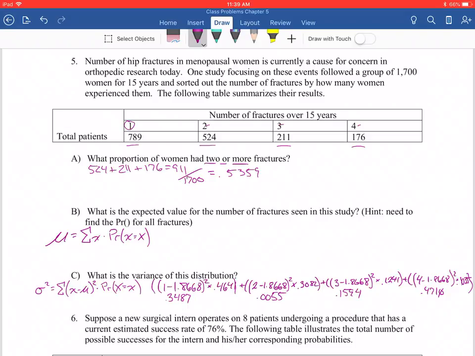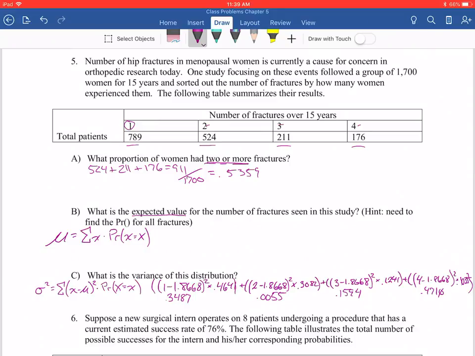So here we have our formula for the mean. So anytime you see expected value or expected number, it's asking for the average. So mu equals the sum of x times the probability of x equaling x. So for this one, we have the number of fractures, but what we don't know is the probability, right? So we're not given the probability, so we actually have to figure out the probability for each number of fractures. We figured out the probability for women that had 2 or more fractures, but we need to know the probability for each of these fractures.